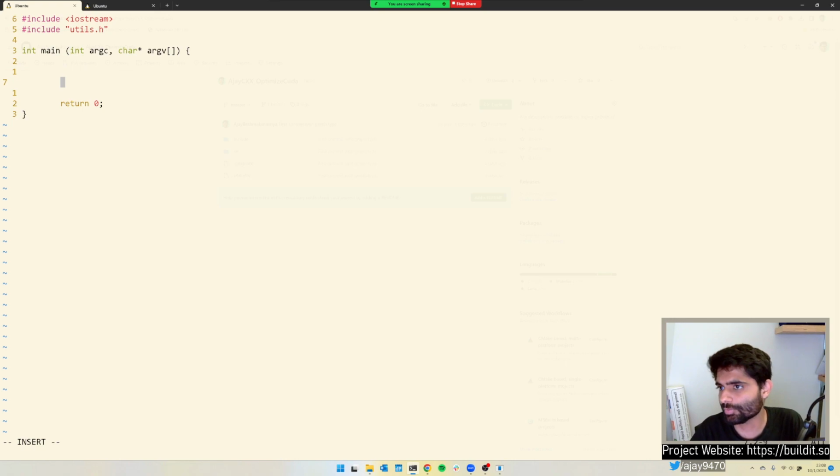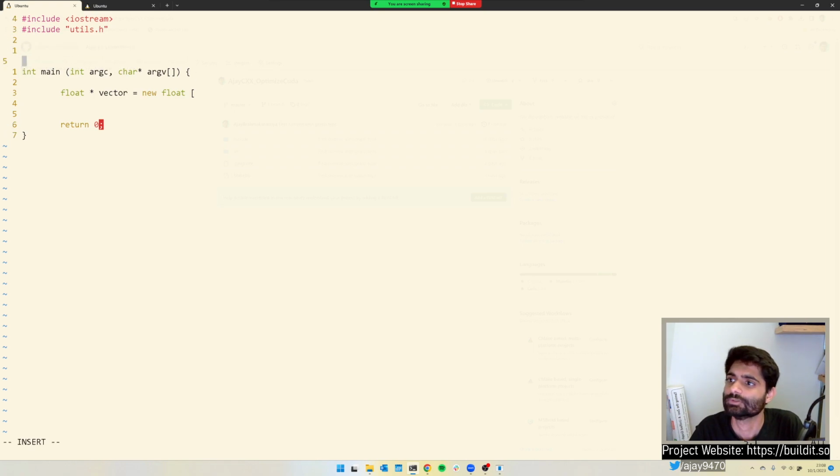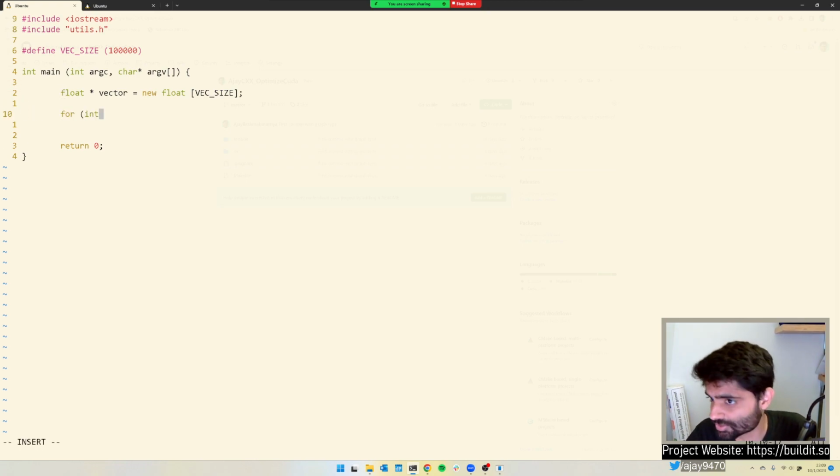Normally how you would do this is you would create an array of floating point values. So let's say vector equals new float, and let's keep it large. Let's define VECTOR_SIZE, and for now let's keep it 100,000. So I'm creating an array of floats, and I'm going to manually initialize it with some values on the CPU. This code is running on the CPU, by the way. You'll see when we start going to the GPU.